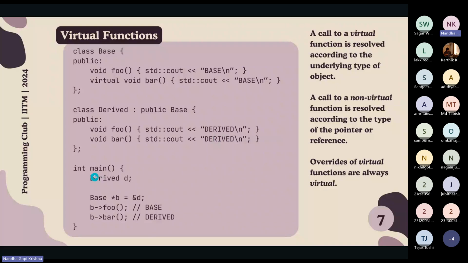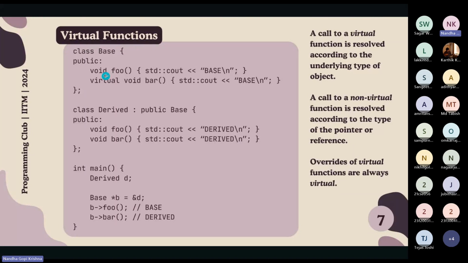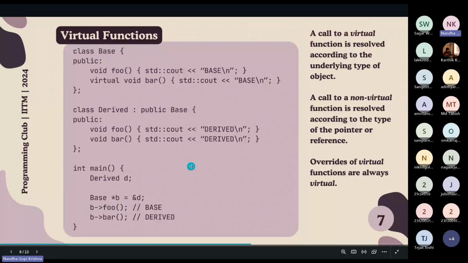Over here, I create a derived object and I take a pointer, and now I create a reference to the derived object and pass it to the pointer of the base class. Now we can clearly see the difference between a virtual function and a normal function illustrated over here. I think you might have seen this arrow notation to access members from a pointer.